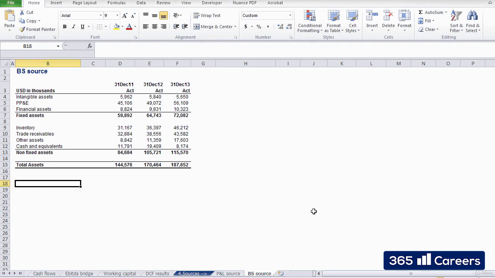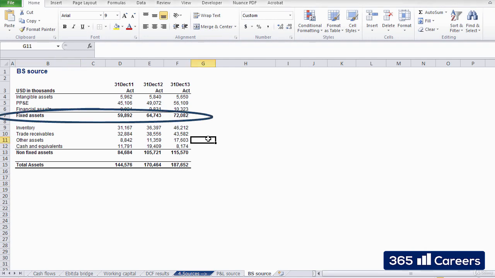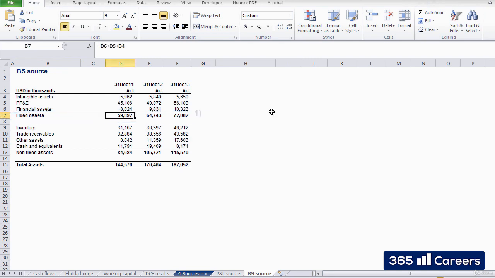For example, the subtotal that you see here aggregates the group of fixed assets. This subtotal is later summed with other subtotals in order to arrive at total assets. Subtotals are useful because they help us organize more clearly the financial statements that we are using.